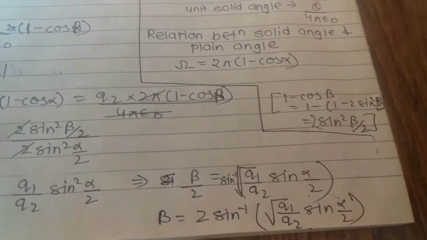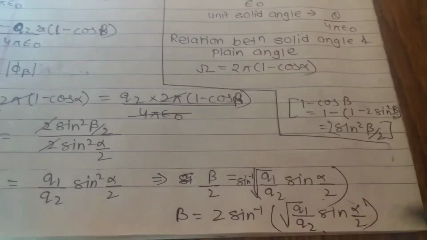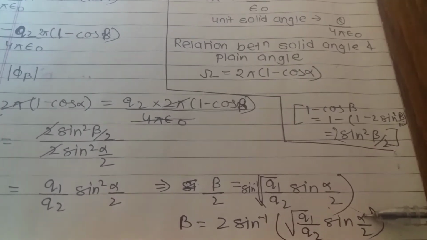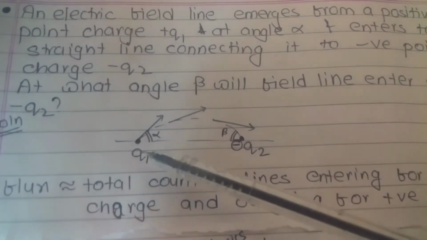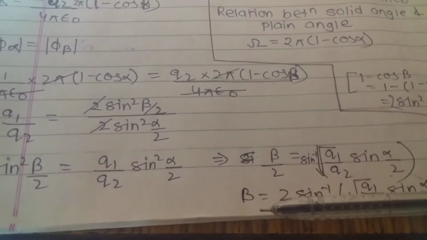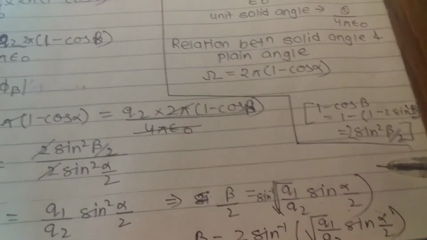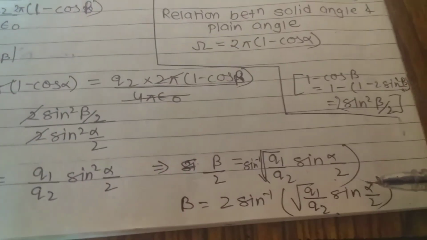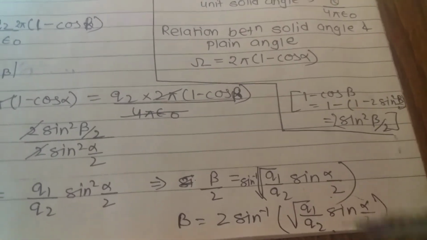Now we can generalize a concept from this. We can examine the other results of this answer. If alpha is such that this whole value will be greater than 1, then we can see that the line exiting at an angle alpha will not enter Q2 because there is no solution for beta, right? So for a line to be entering at an angle beta, alpha is such that this whole value will be less than or equal to 1.